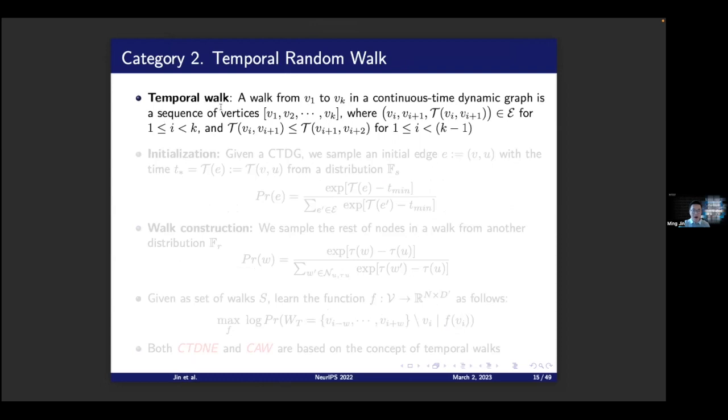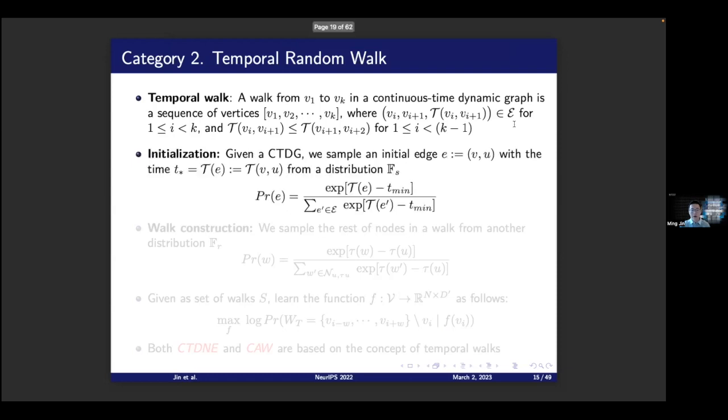Okay, another category is the temporal random walk. Firstly, we define the temporal walk as a sequence of nodes, with the edge times that I denoted here in ascending order. That means we have a kind of walk that goes from the stalest temporal node to the most recent temporal node. In this kind of method that uses the concept of temporal walk, a very popular formulation is to use the skip-gram model to optimize the entire network.